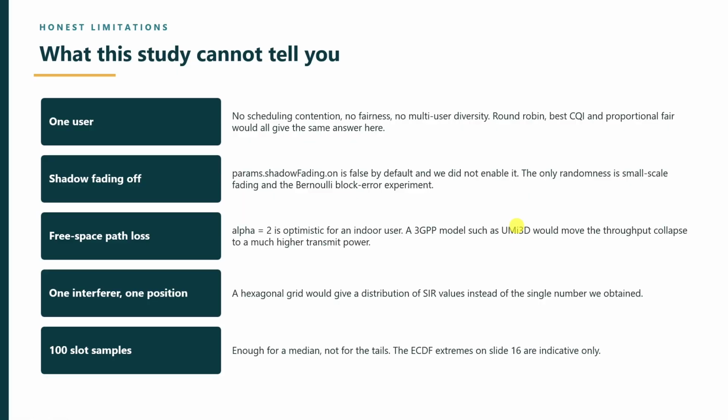Briefly, what this cannot tell you: one user saw no scheduling contention, shadow fading off, free space path loss, one interferer, no position, 100 slot samples. So at the link level, adaptation failure is diagnosed, not fully resolved.